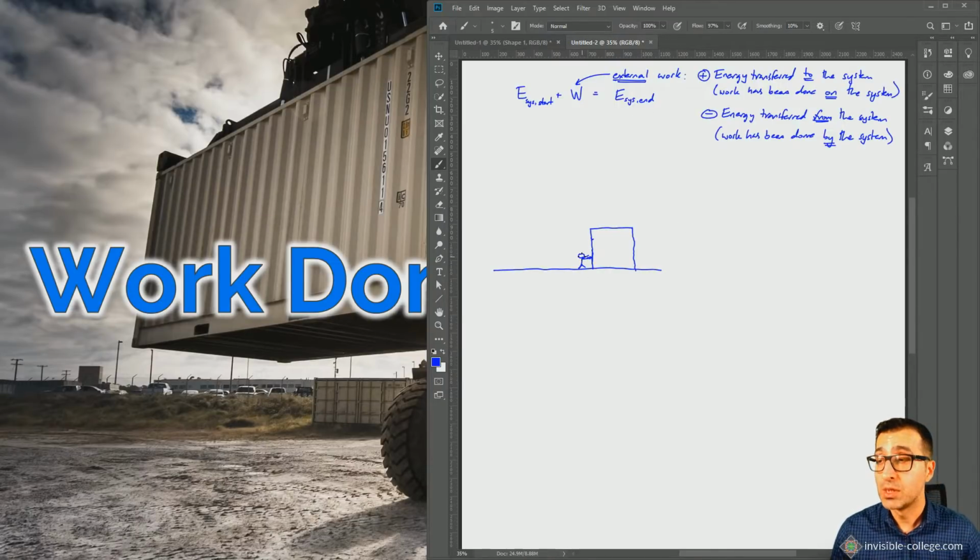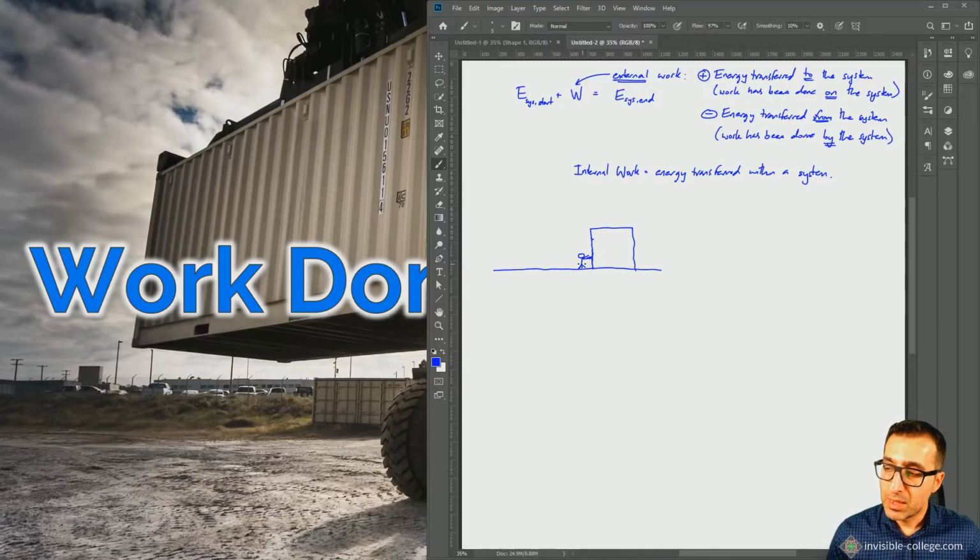Now, from your point of view, you have done internal work because you have pushed, you have strained, your body temperature has gone up, your muscles have lost some of the energy that they had before you started pushing. So internal work. Actually, I'm not going to draw a line to that because in this equation, W is external work. Now, internal work, at a very basic level, and I am simplifying here, is energy transferred within a system.